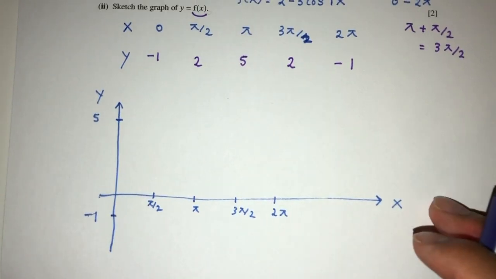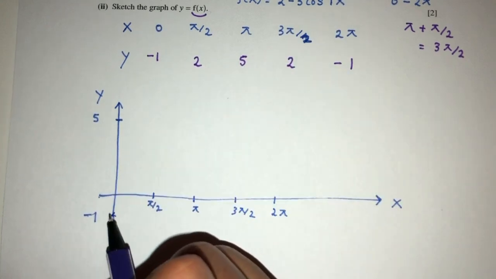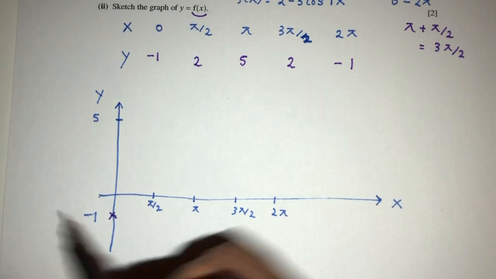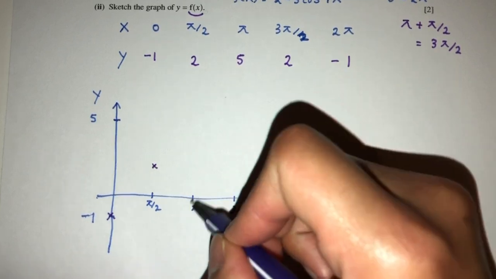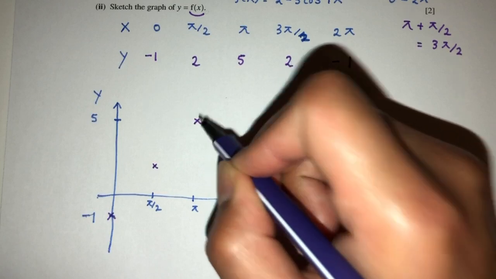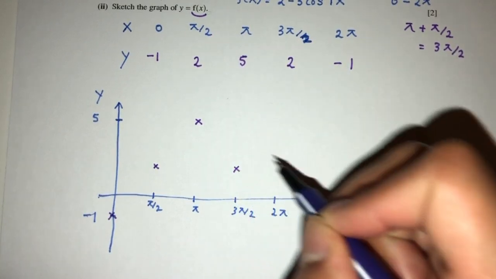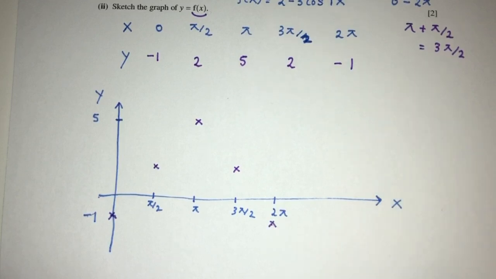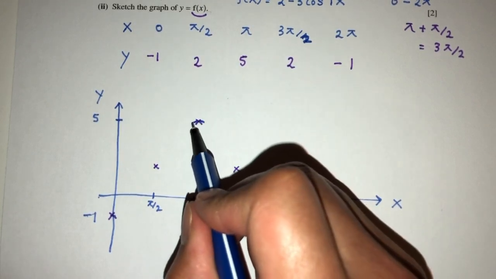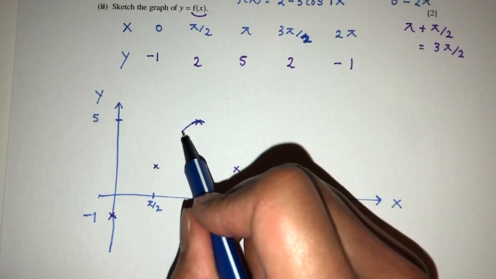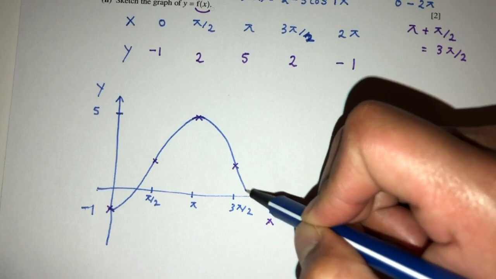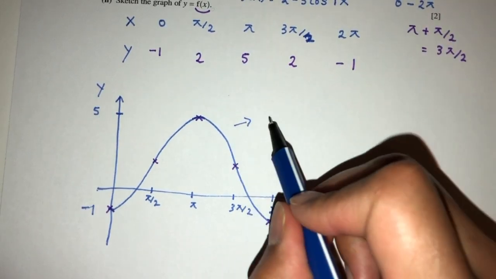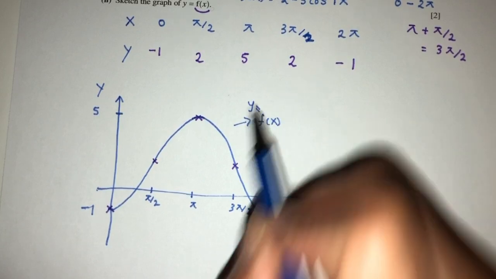So let's find the points. The first one is -1, which will be here. Then we have 2, which will be somewhere over here. Then we have 5, then 2, and then -1. Now we just have to connect them with a smooth curve. Let's try your best. It has to go in this direction, something like this. As you can see, this will be your f of x, or your y equals f of x. This is your curve sketch.